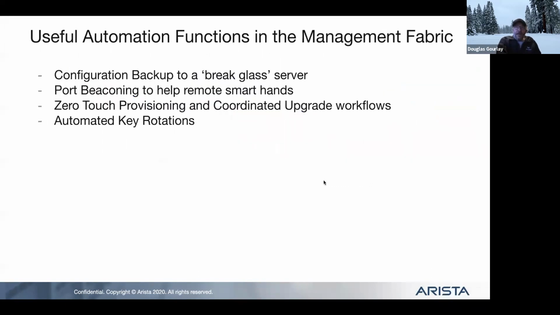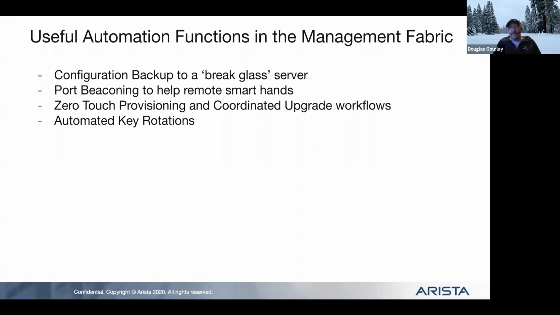So in our previous session, we talked about config backup. One of the more useful automation functions to put into the management fabric is that config backup to a break glass server. Store those configurations, so if you had to go back and for some reason dynamically rebuild an infrastructure, you had a hopefully canonical list of all of the configs you've had deployed over time, and you can roll that back.